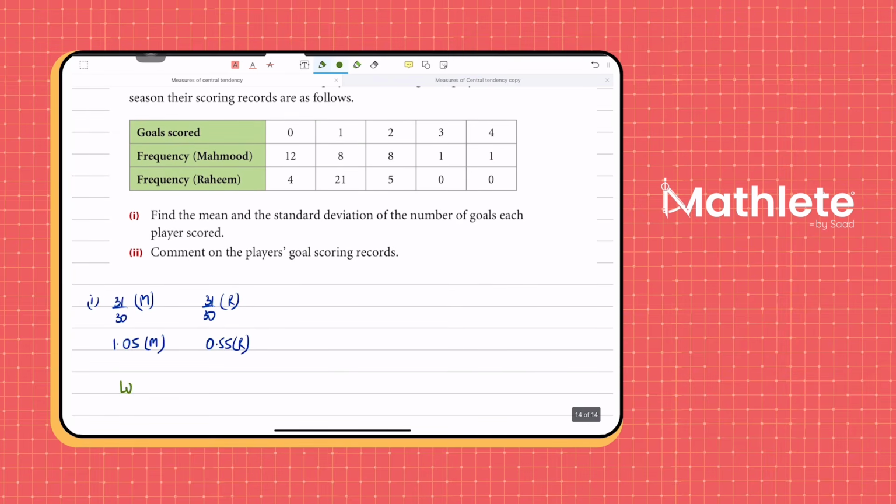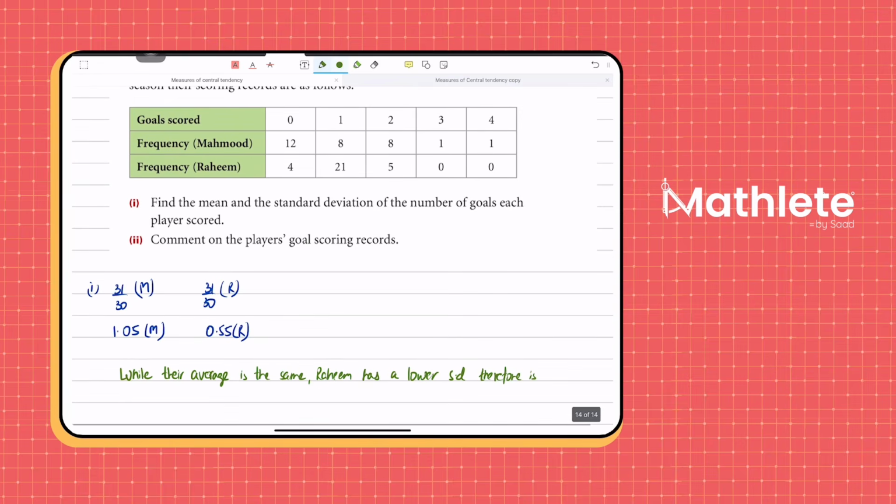You say, while their average is the same, Rahim has a lower standard deviation, therefore is more consistent.